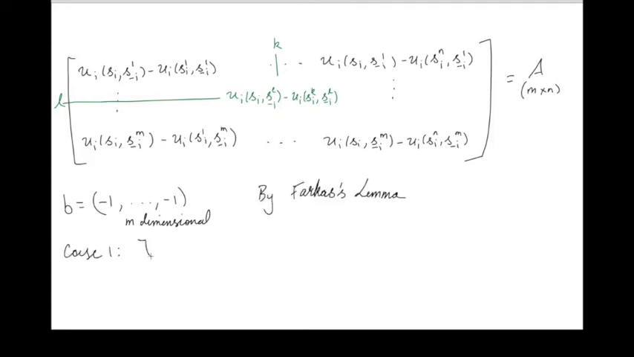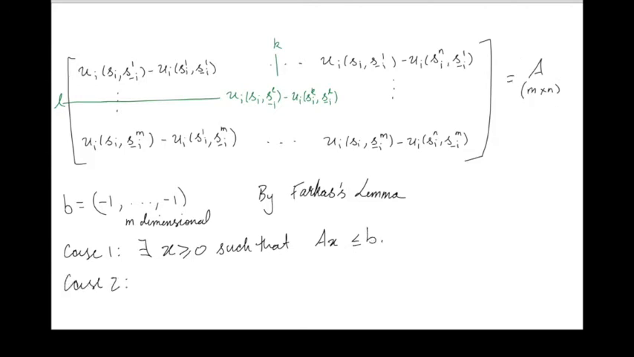Case one: there exists some x, and this x is greater than or equal to 0. X, remember, is going to be an n-dimensional vector. And if it's greater than or equal to 0, it means that every component of x is non-negative, such that Ax is less than or equal to b. So if we multiply this matrix A times x, we get a vector of numbers that are all less than or equal to -1.